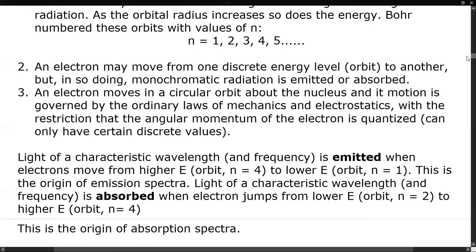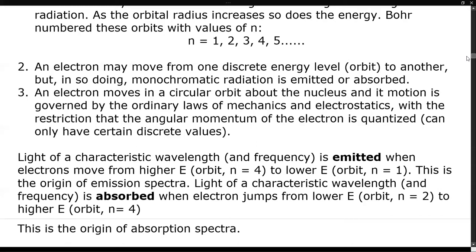So light of a characteristic wavelength or frequency is emitted when the electron goes from a higher n to a lower n. So that's where the emission spectra comes from. Light of a characteristic wavelength is absorbed when an electron goes from a lower n to a higher n. So that's the absorption spectra.